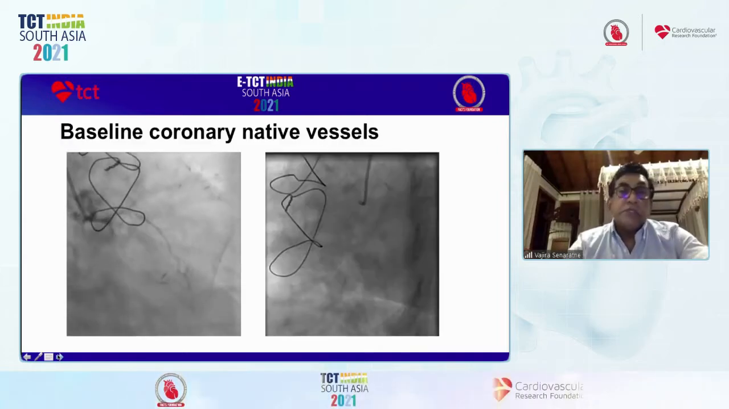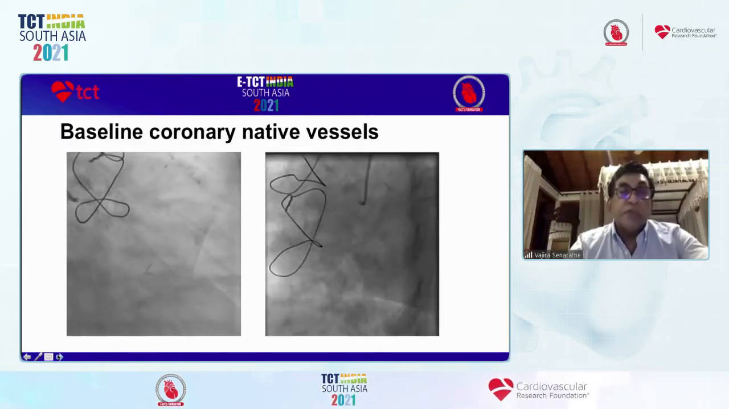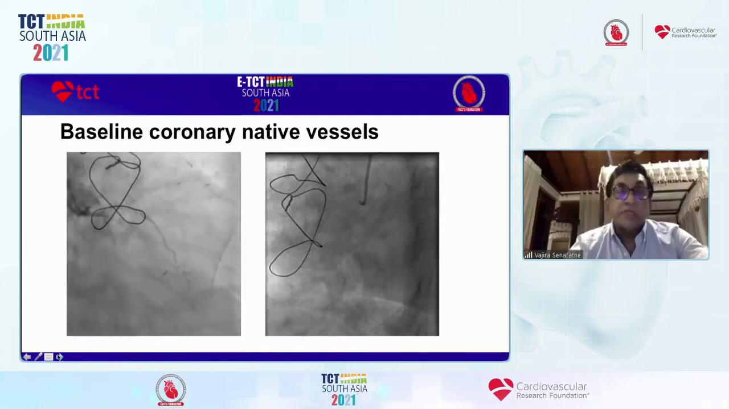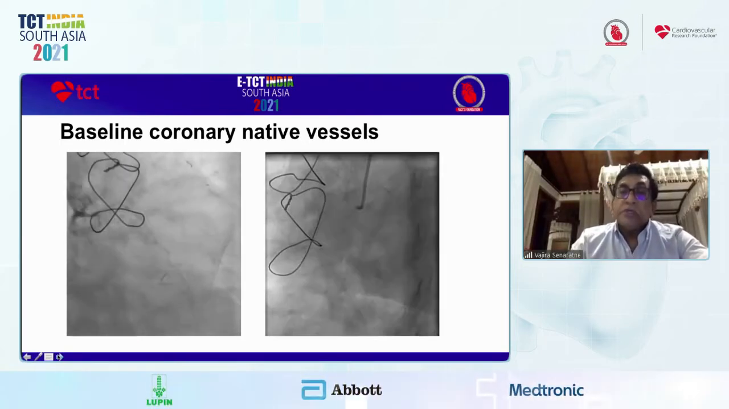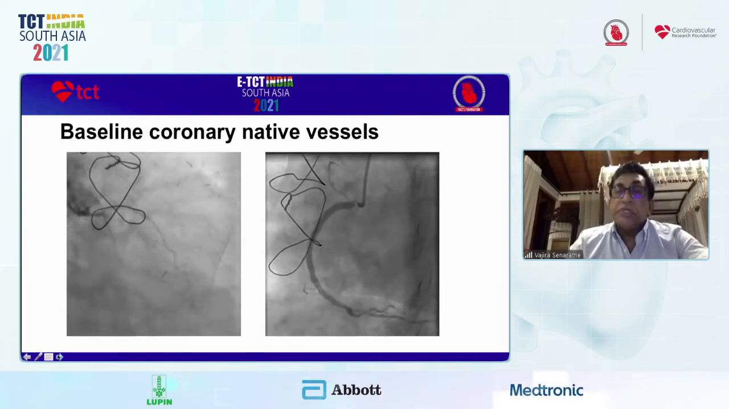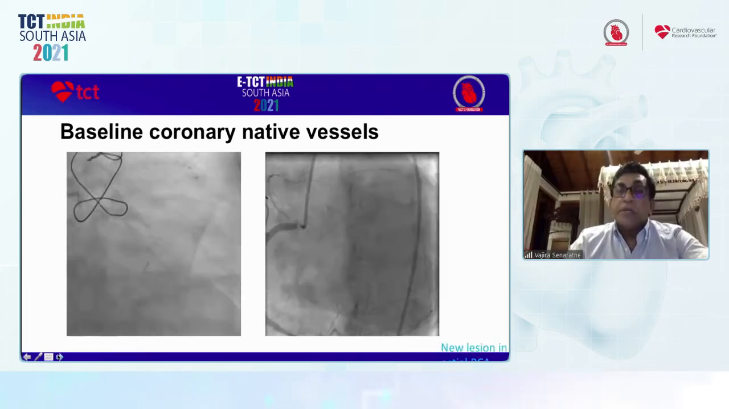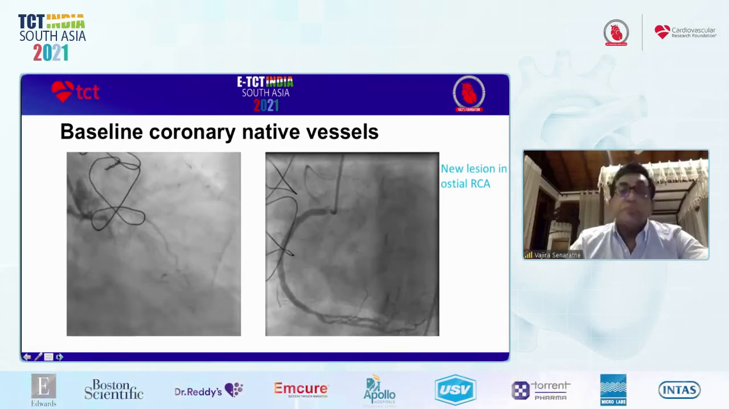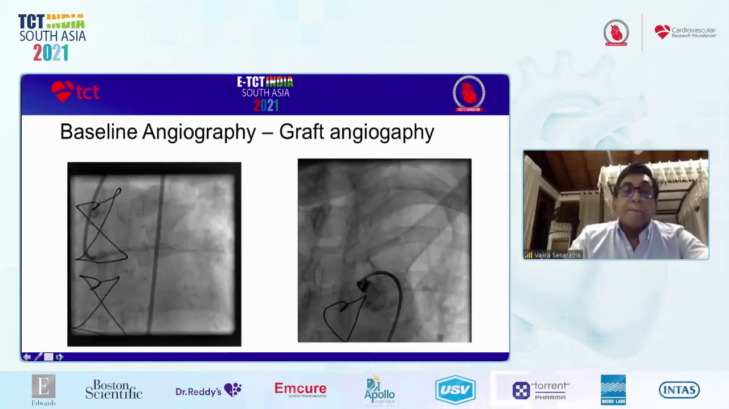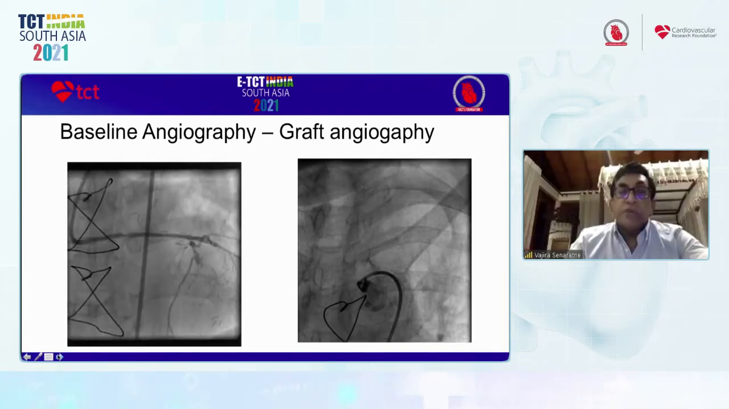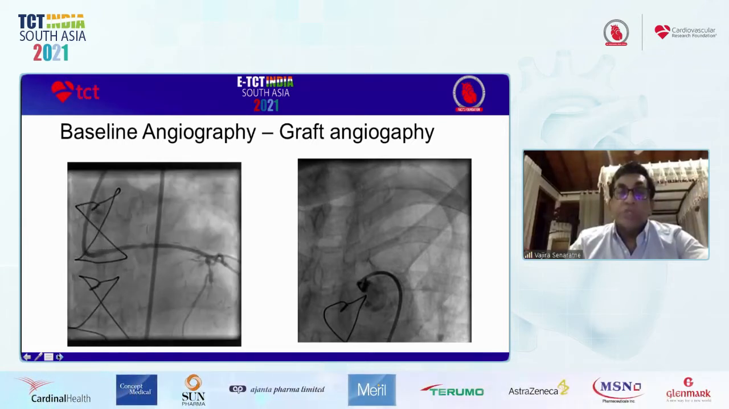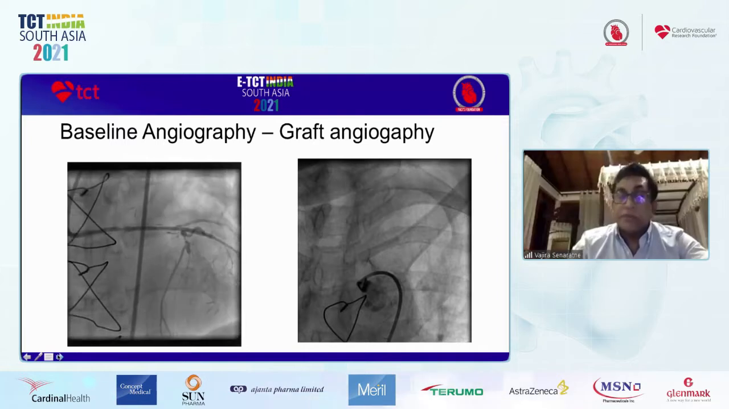And this is her native angio. You can see the left system is totally gone, LAD and circumflex totally gone. And when we do the right coronary, you can see a new lesion appearing, a critical lesion in the RCA ostium. And we did the graft angio. This is the radial artery angiograph to the D1. You can see a critical stenosis in the proximal segment of the graft.